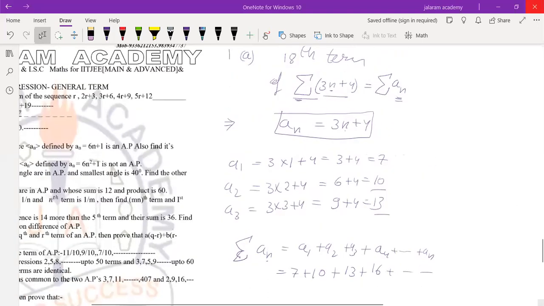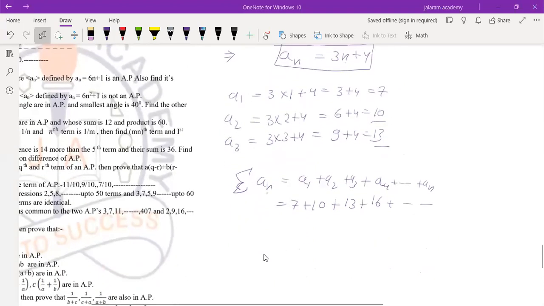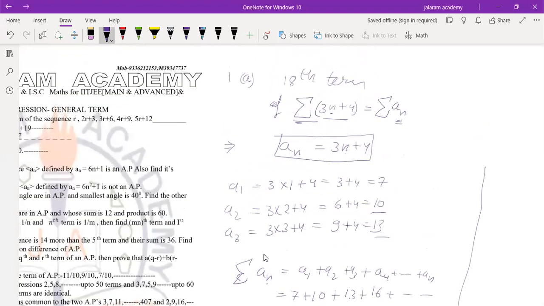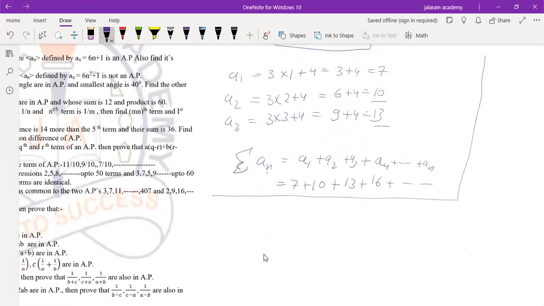So we have to find the 18th term. So how will we find the 18th term? This is only the explanation. This is not the solution. I have done this to explain to you the meaning of sigma only. Okay.